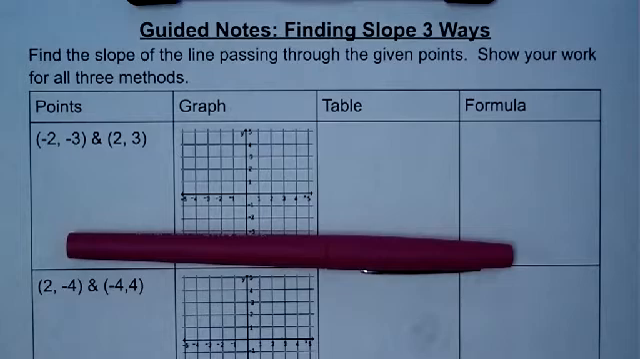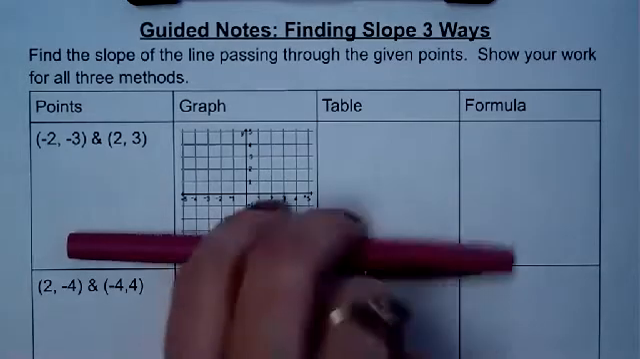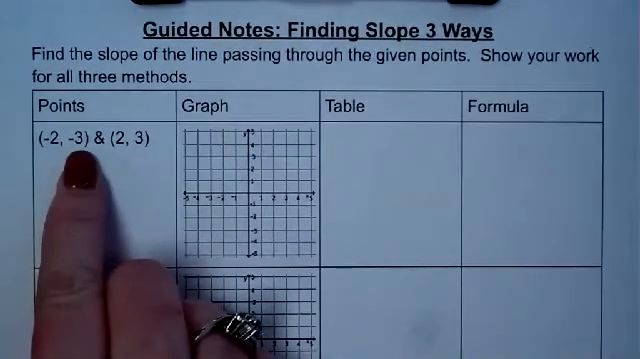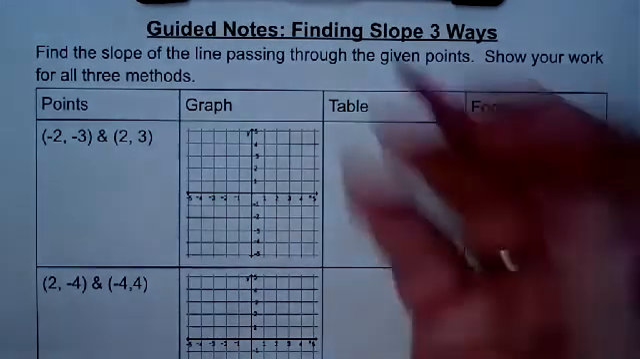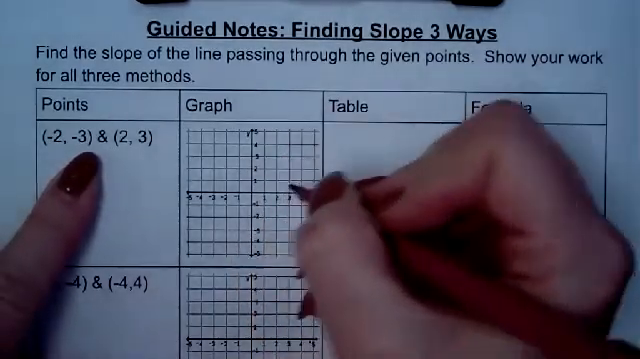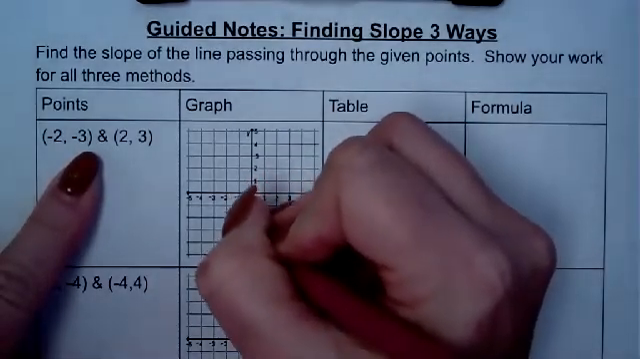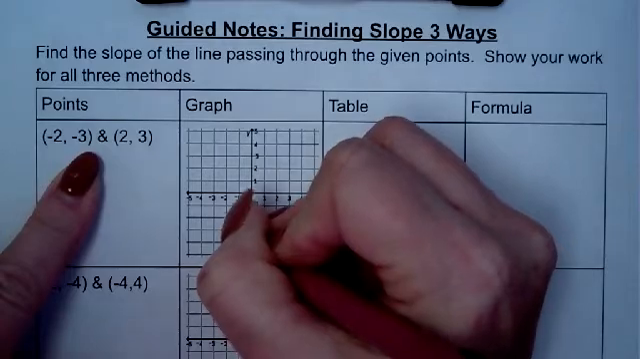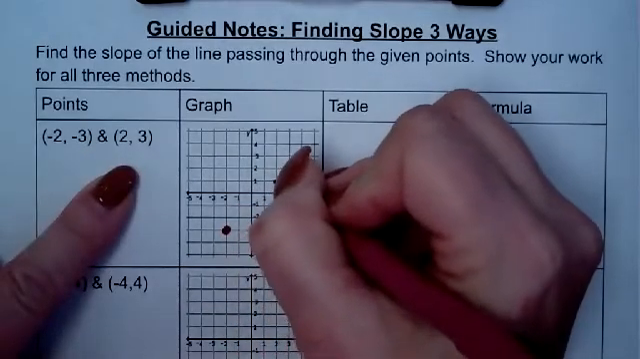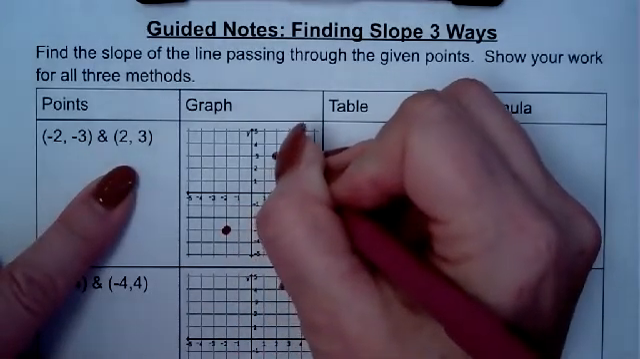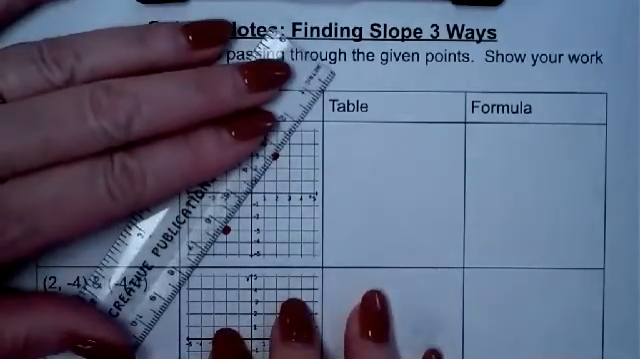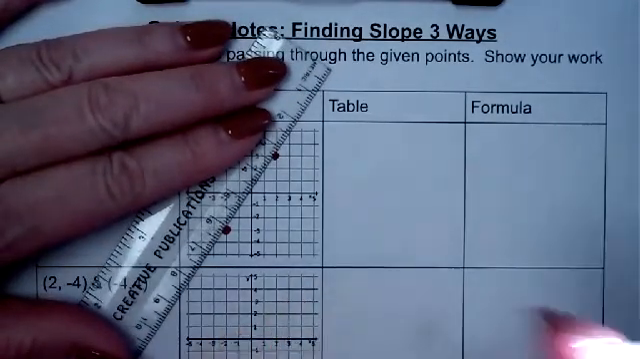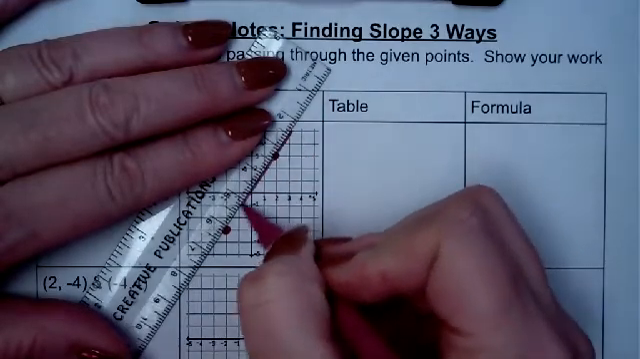Okay, so let's look at our first one right here. I've got the points -2, -3, and 2, 3. So if I want to graph this, the first thing I'm going to do is go over here to my graph paper and graph my 2 points. So -2, -3 right here, and then +2, +3 right here. Okay, and I'm going to lay down my ruler and I'm going to connect them.